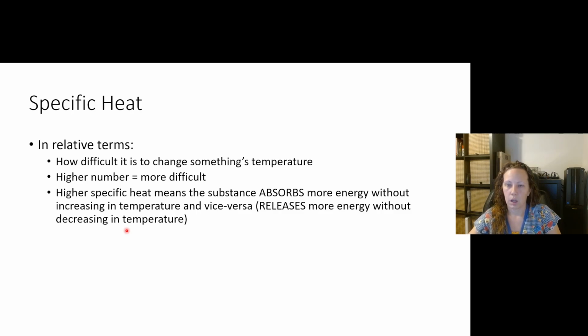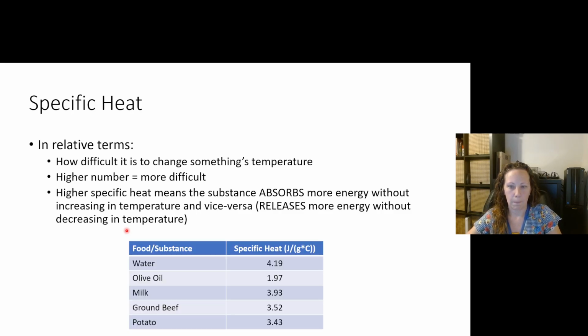So again, practically, let's think about foods. Here are some specific heats of some different substances. We have water, which is the highest, 4.19 joules per gram per degree Celsius. Olive oil is about half that. So oil takes about half the energy to increase in temperature the same amount. Milk is very close to water. Ground beef is 3.52, potato 3.43.